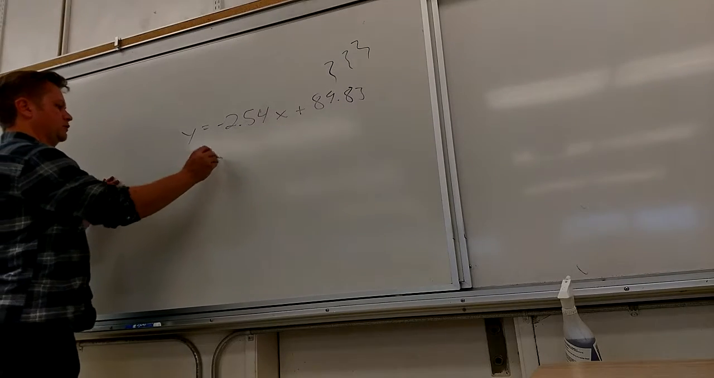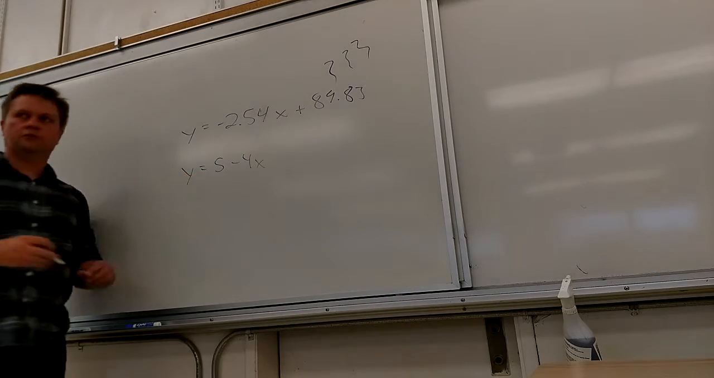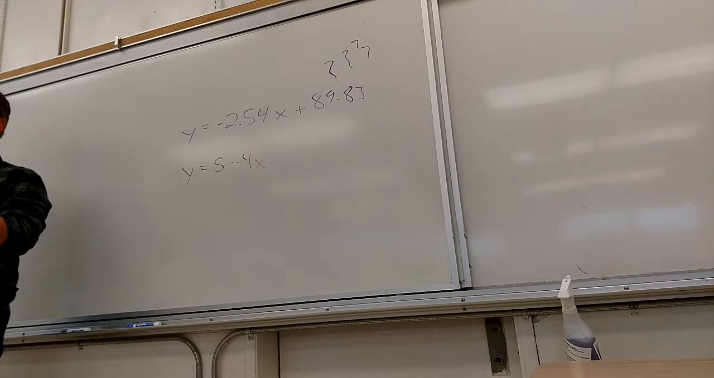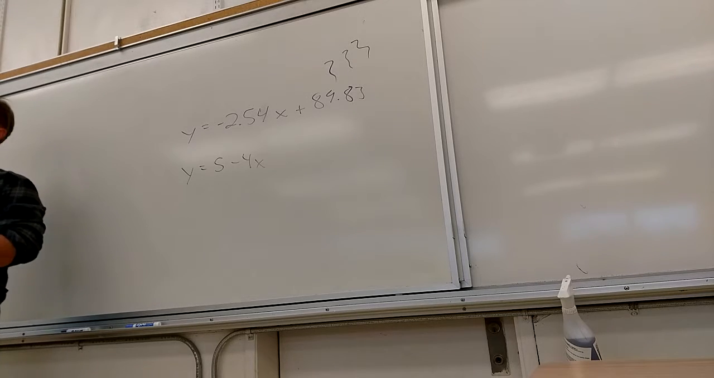If I say y equals 5 minus 4x, can anyone tell me what the slope is? I haven't said anyone's wrong, but I haven't said anybody's right. So you can keep on guessing. Anybody else have a guess?